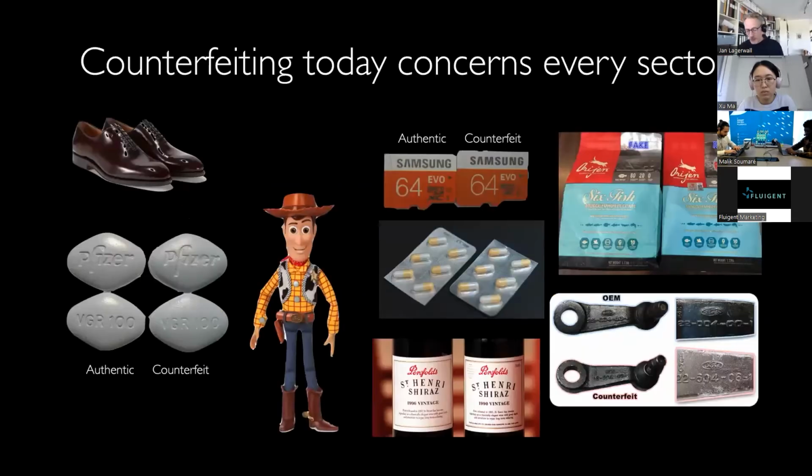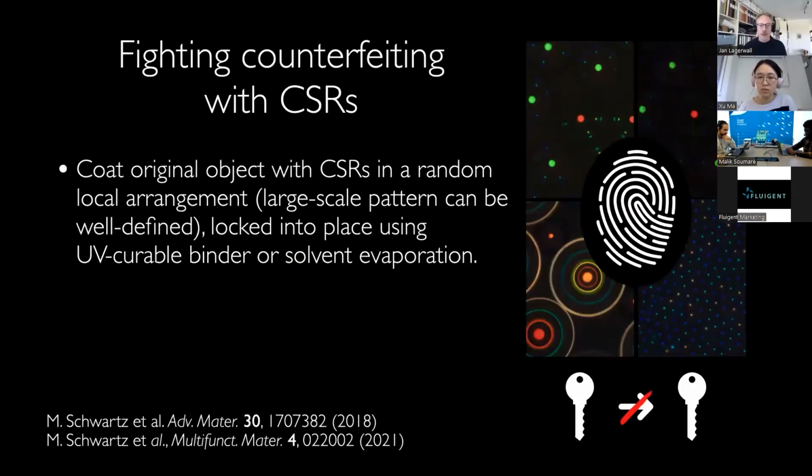Just a brief reminder that counterfeiting is really a very, very serious issue. You probably heard of counterfeit medicines. It's a huge issue. With the pandemic, we had issues with counterfeit vaccines also, but it affects everything from luxury goods to toys to seafood to pet food to airplane parts. That's this example here. So it can be pretty serious. And what is our approach to do something about this? Well, what we're doing is that we are coating an object that we want to prove is original with CSRs in a random local arrangement.